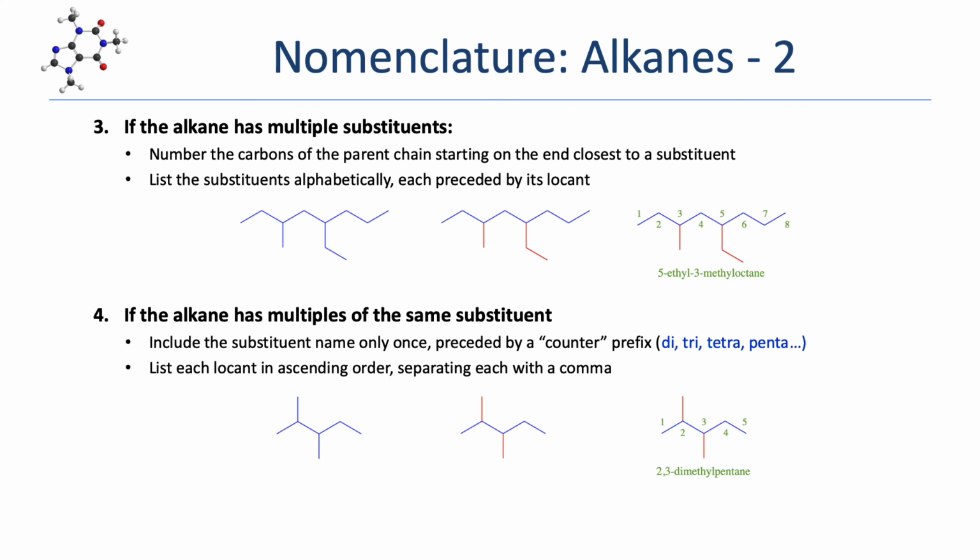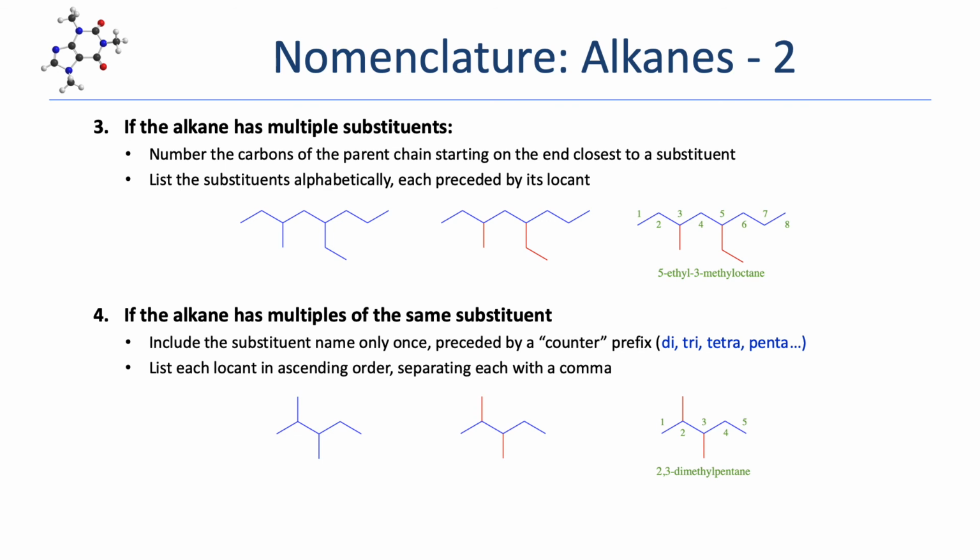If you've got multiples of the same group, so if you look at this example, again, go back, find the parent chain, which in this case is the pentane going horizontally. And yeah, we would still number it the same way. We would start on the end that is closer to any substituent, which in this case would be the left, so we would number left to right. And when you see that, what we have here is a pentane with two substituents, two methyl substituents.